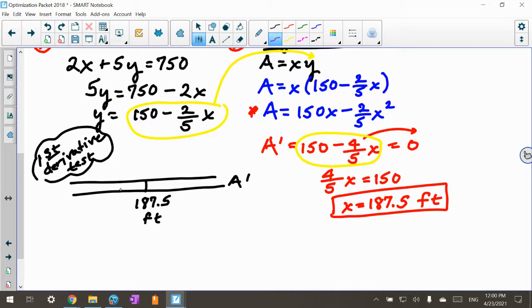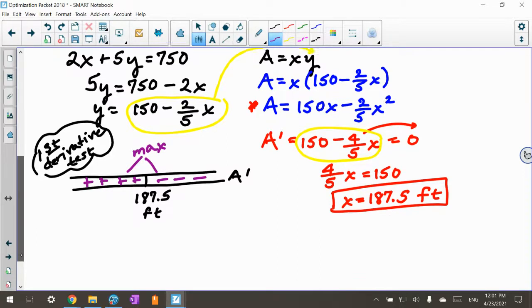So if I go to the left of 187.5, let's pick 100 because that's easy. If I put 100 in here, 4/5 of 100 is 80. 150 minus 80, I have a positive number, so this is positive. If I put anything higher, we'll say 200, 4/5 of 200 is larger than 150, so this is negative. So this is positive, negative. This truly is a maximum x. Okay, so I did my first derivative test. Now I'm going to continue on.